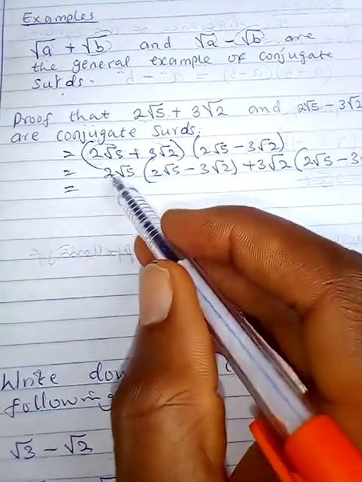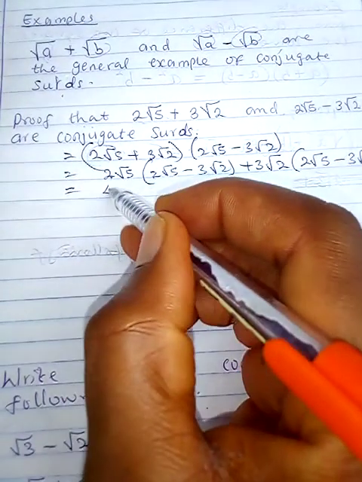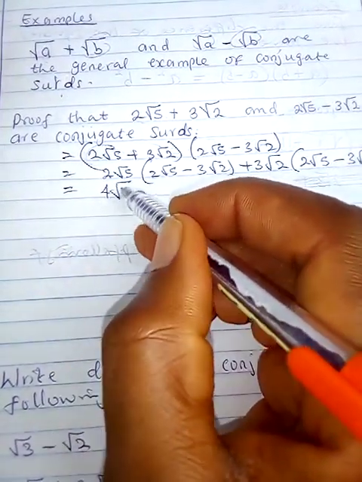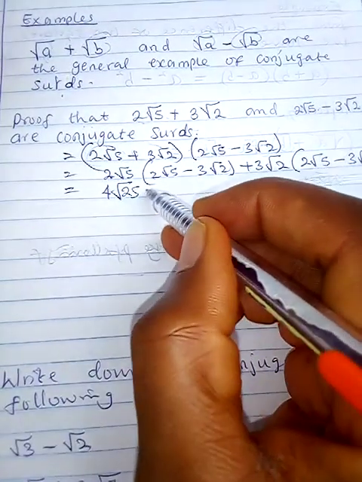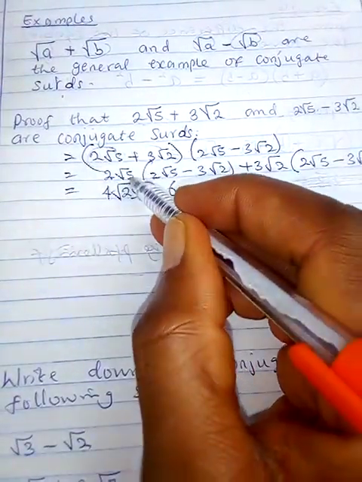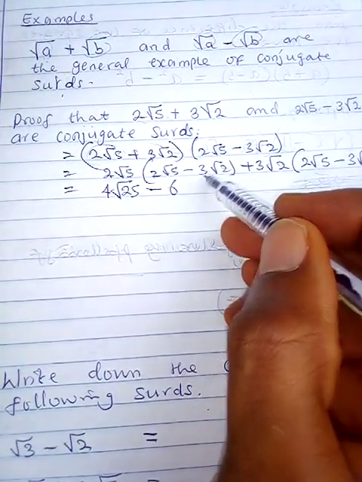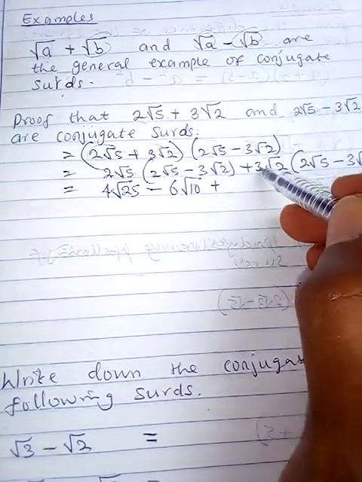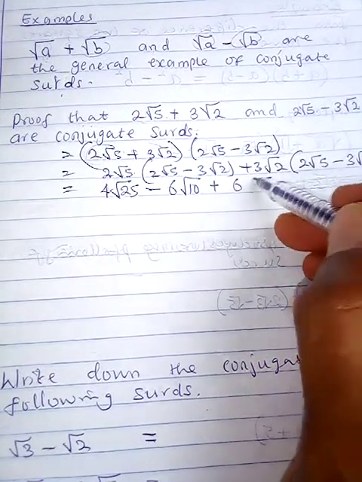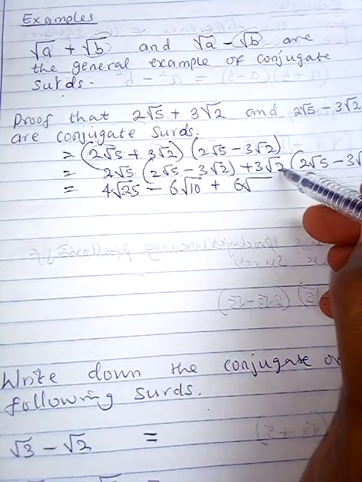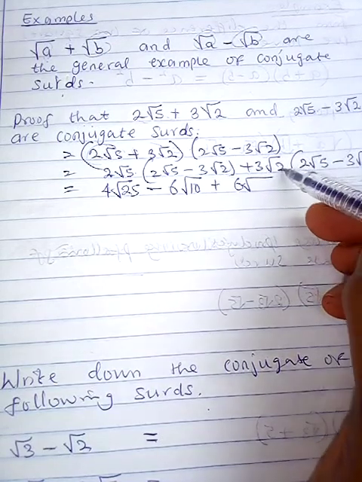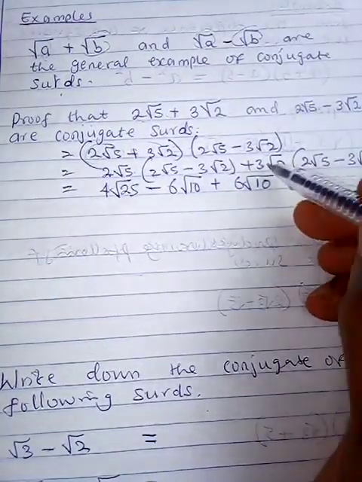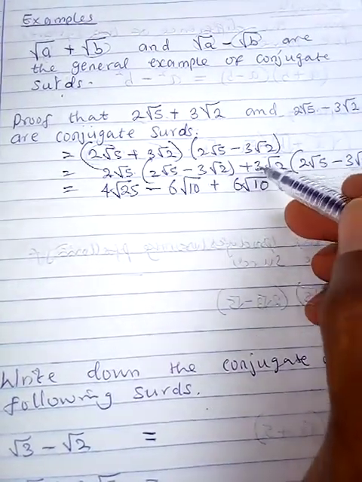So we are going to have 2 multiplied by this, it's going to give us 4, and then root 5 multiplied by root 5 is going to give us root 25. Then minus 2 times 3 is 6, and then root 5 times root 2 is going to give us root 10, that is 5 times 2 is 10. And then we go to the second one. That is going to become plus 3 times 2 gives us 6, and then root 2 times root 5 is going to give us root 10. And then the last place is going to give us plus 3 times minus 3.